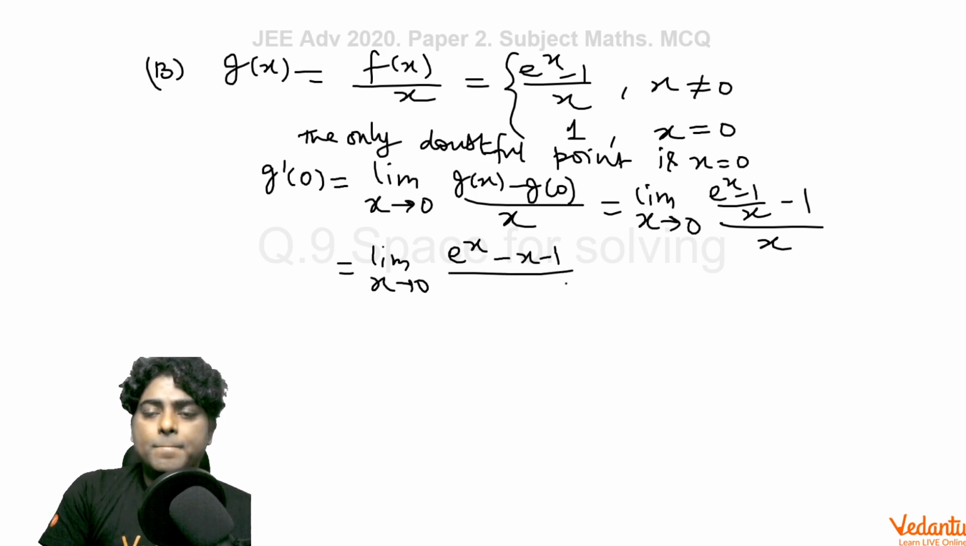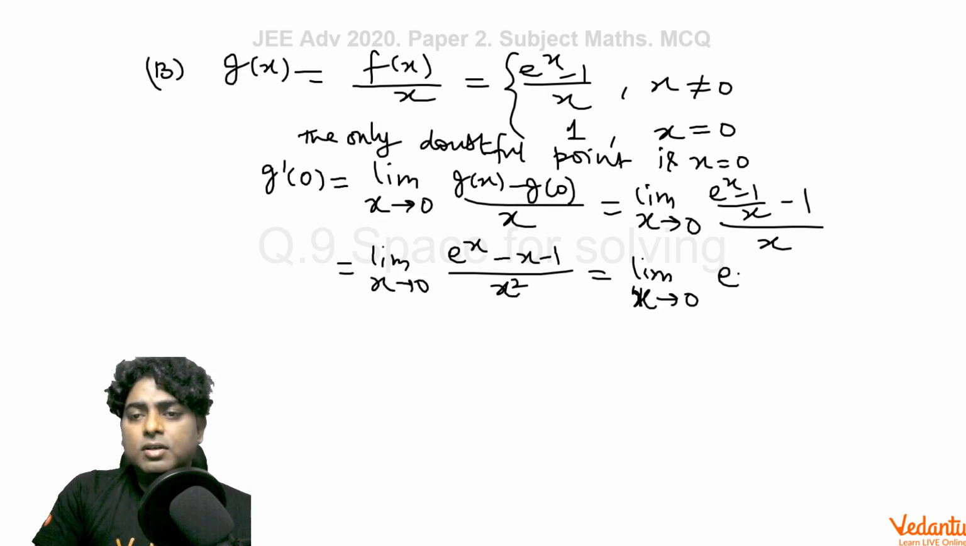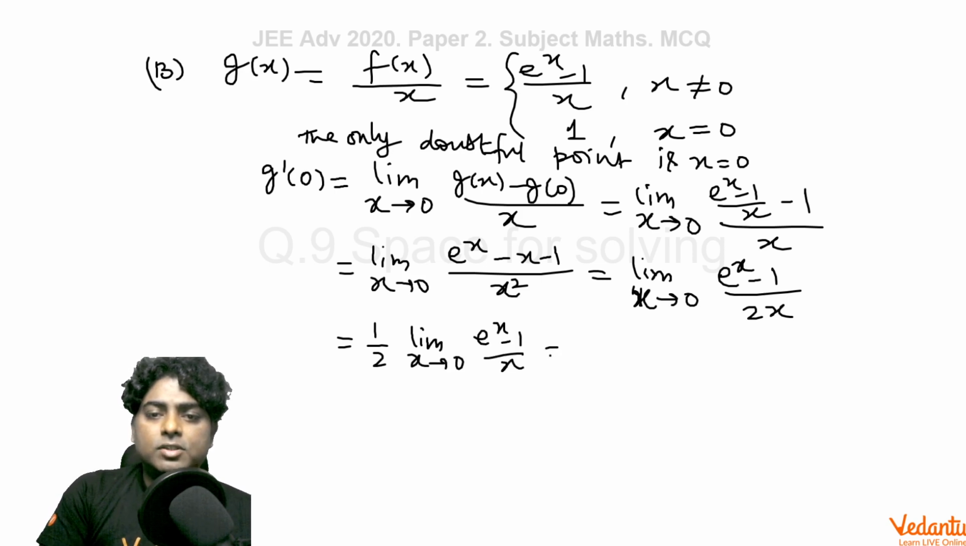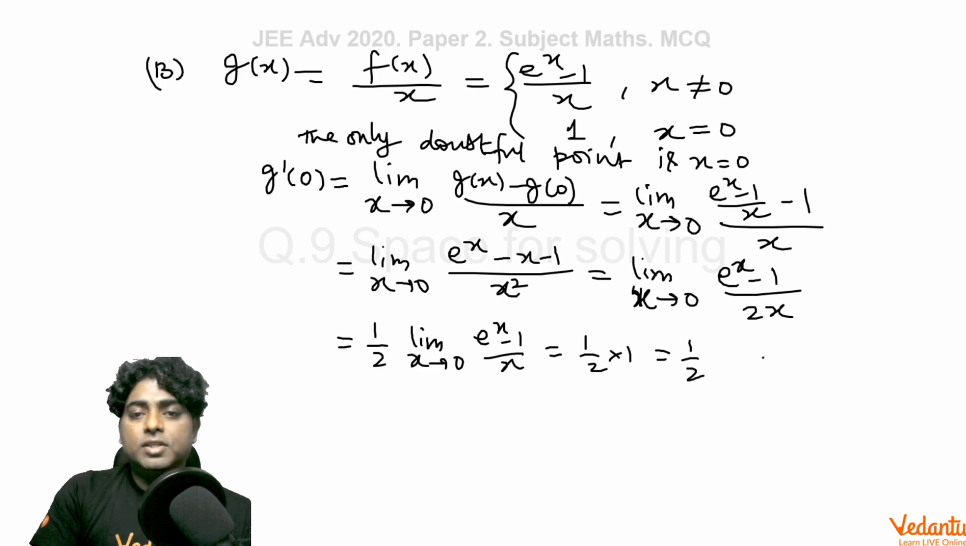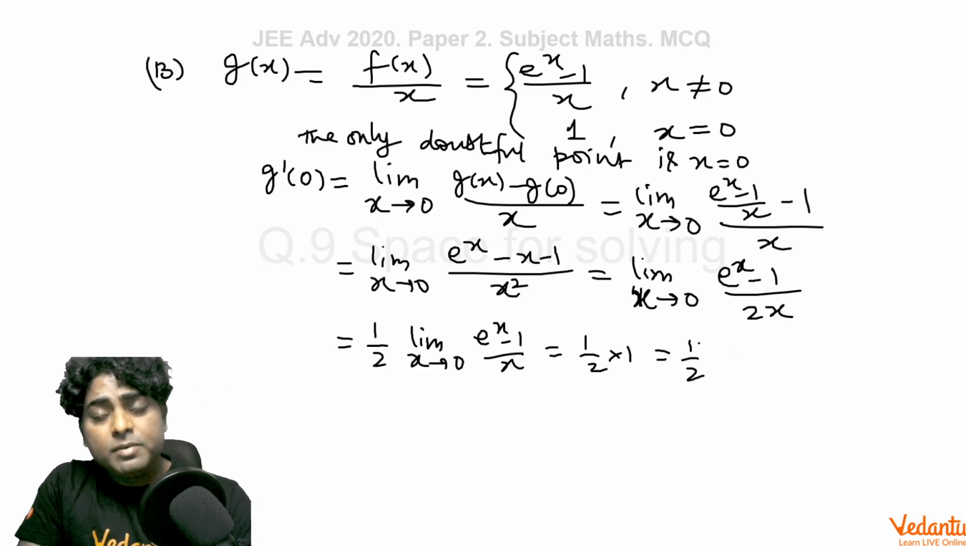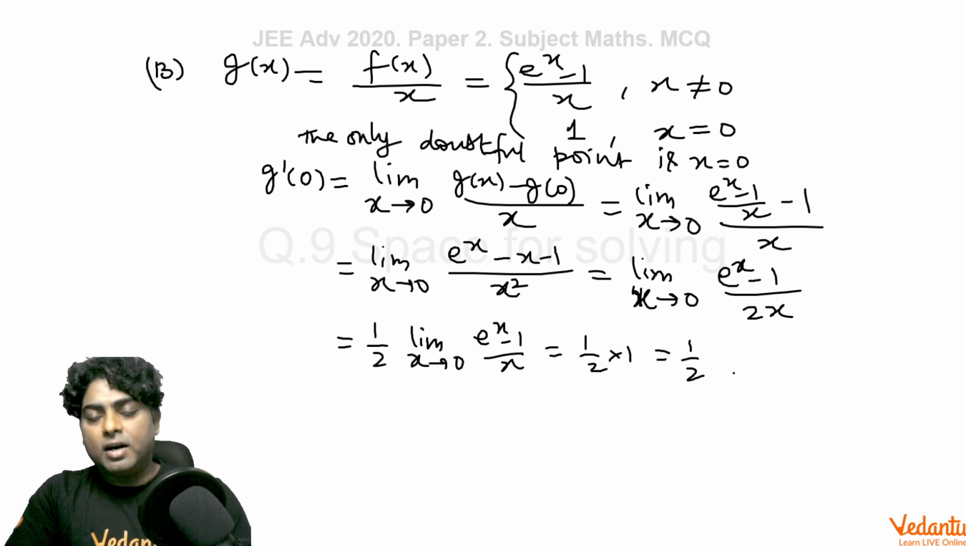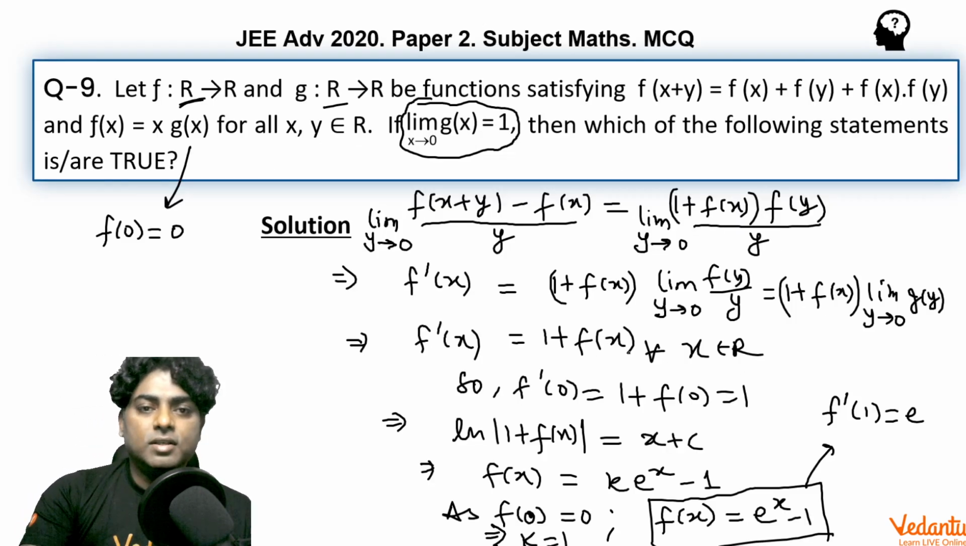and finding this limit, which looks like an easy limit to solve. Here we can go for expansion of e raised to the power x, or for L'Hopital's rule. I'm going for L'Hopital here, differentiating numerator and denominator, because it was 0 by 0 form. And here we can directly use the standard limit e raised to the power x minus 1 by x, which is 1. So the answer here is half for g dash 0. So g actually was differentiable everywhere, but the only doubtful point was x equal to 0. There we checked the differentiability and it is coming out to be half. So g is differentiable everywhere. So option B is also correct.